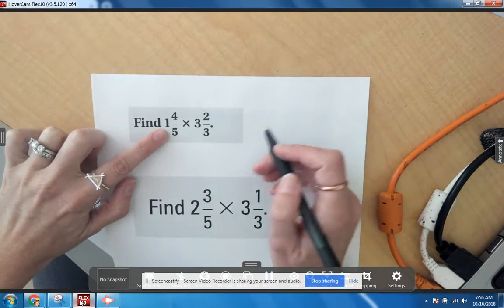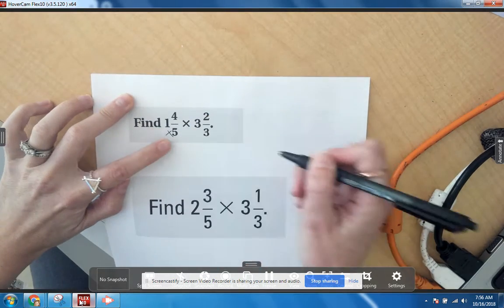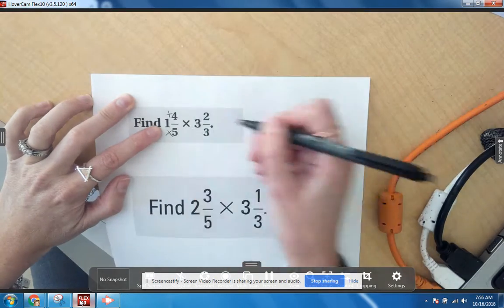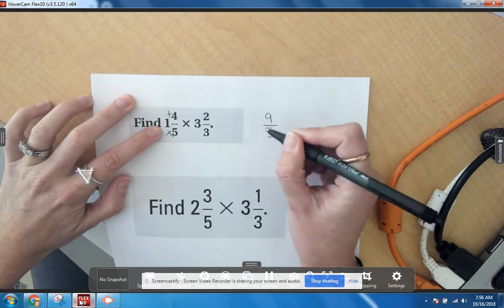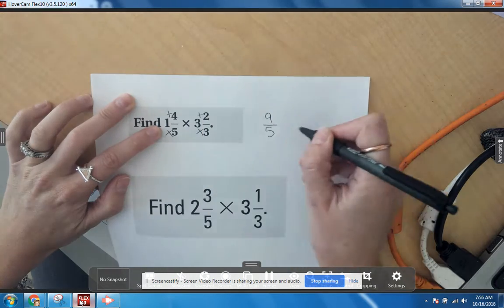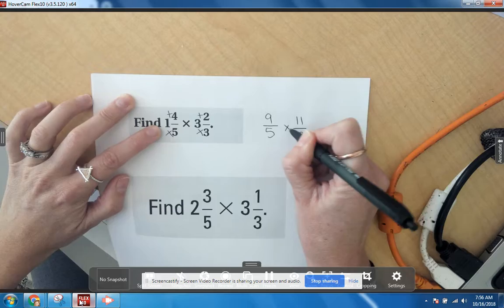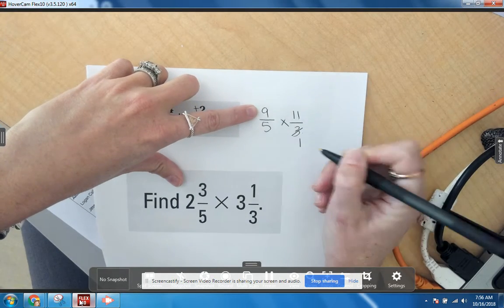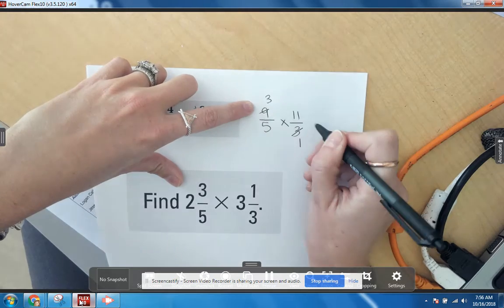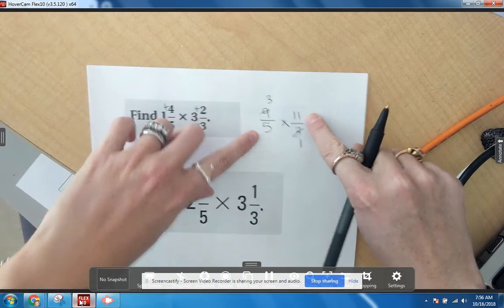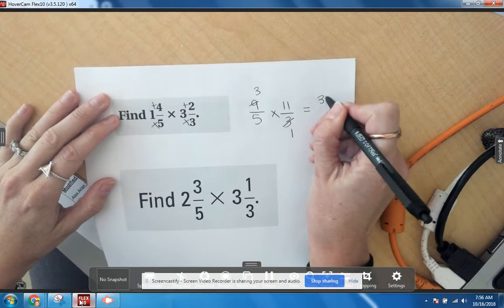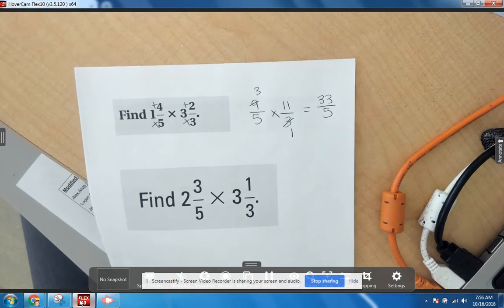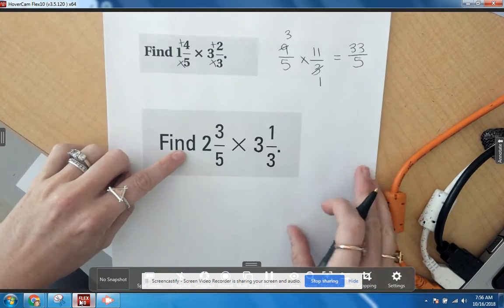Okay, here's another one. Two mixed numbers. Make them improper. 5 times 1 is 5, plus 4 is 9, so 9/5. 3 times 3 is 9, plus 2 is 11, so 11/3. See if I can cross cancel. I could divide these both by 3. 3 divided by 3 is 1, 9 divided by 3 is 3. I can't do anything with the 5 and the 11, so I'm going to multiply across. 33/5, keep it improper. So you're going to pause and try this one.